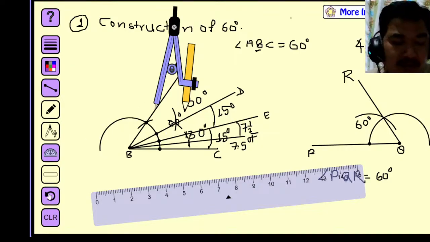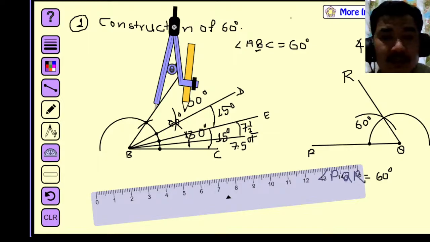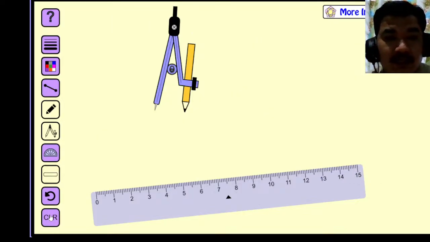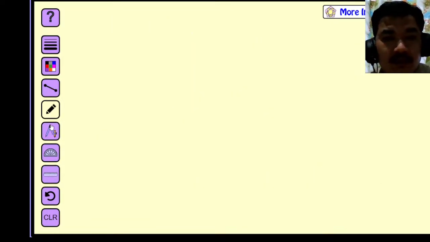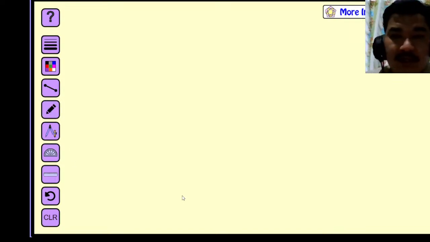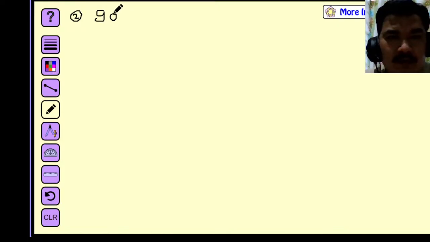Okay, I want to rub this board, then I'm going to show you the next type of angles. I'm going to clear it. After this, I want to show you how to draw 90 degrees. Number 21, 90 degrees. How to construct 90 degrees.